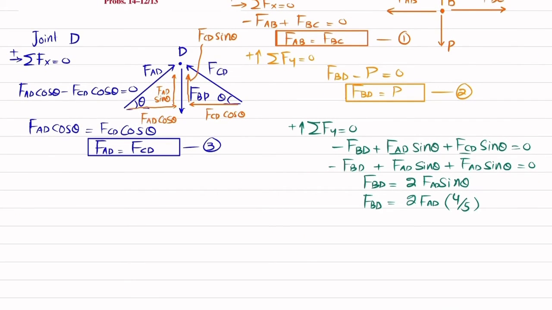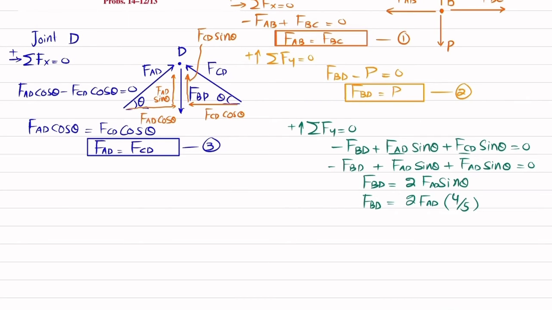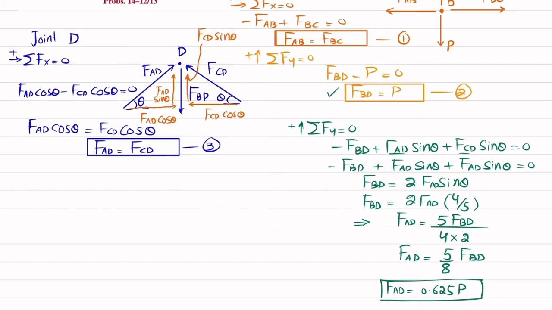So what you will get is that, sorry, we are interested in finding FAD. So FAD, because FBD is equal to P. So FAD will be equal to 5 multiplied by FBD divided by 4 into 2. Clear? So we will get FAD equal to 5 over 8 FBD. This 5 by 8 is equal to 0.625 and FBD is equal to P. So I will get FAD is equal to 0.625 P. And this is your equation number 4.